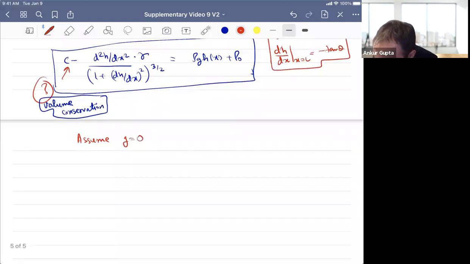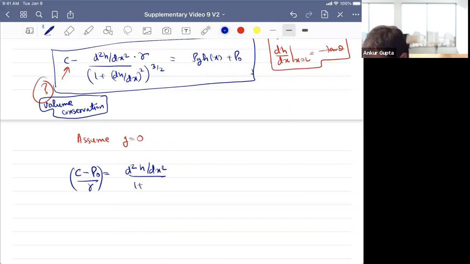Then what you get is, I'll just write this as c minus p naught over gamma is d square h by dx square over 1 plus dh by dx whole square to the power 3 by 2. Okay, so this is what we get. I'll just rearrange it. And why have I written it like this? Because this is a constant.